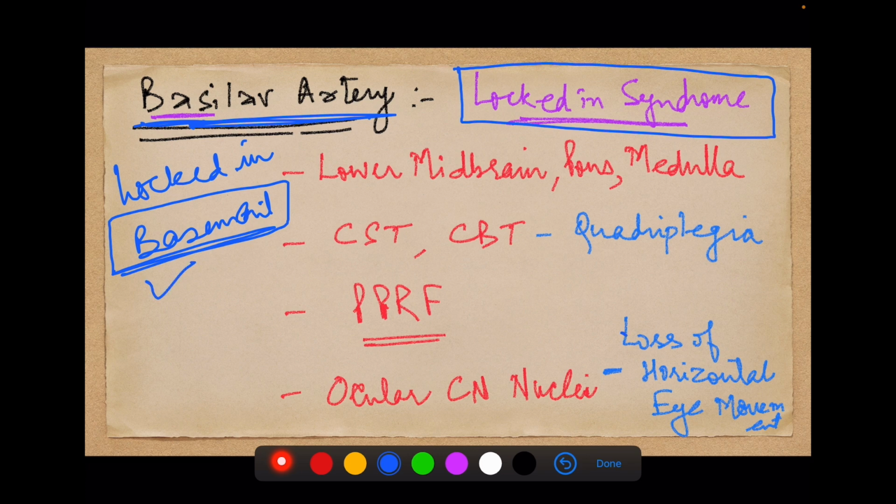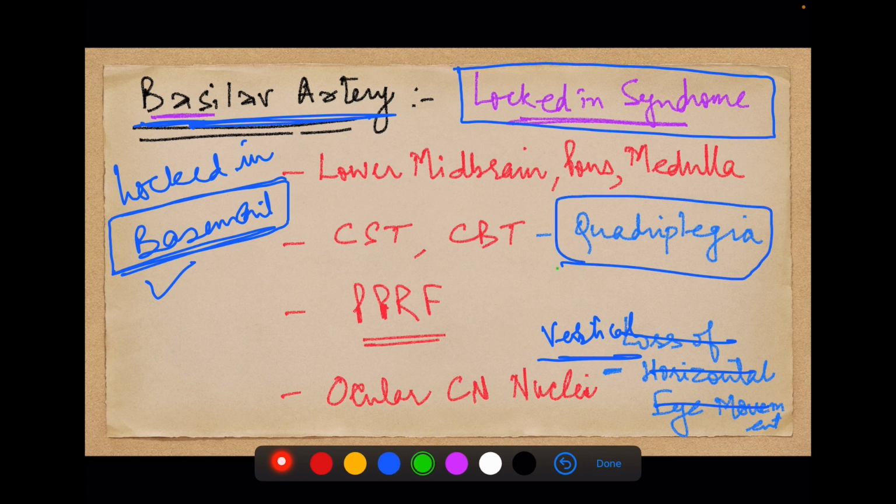So there will be loss of horizontal eye movement, but presence of vertical eye movement. Because the person is locked in and not able to move anything, there will be quadriplegia. So easier to remember is quadriplegia. Just imagine a person locked in the basement, not able to move any limb, whether upper or lower, and looking upward for any kind of help. So there will be vertical movement of the eye, but loss of horizontal eye movement. So that's the basilar artery. That's all. Thanks.